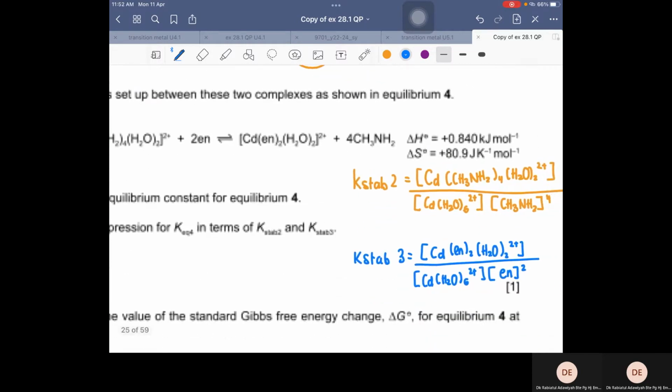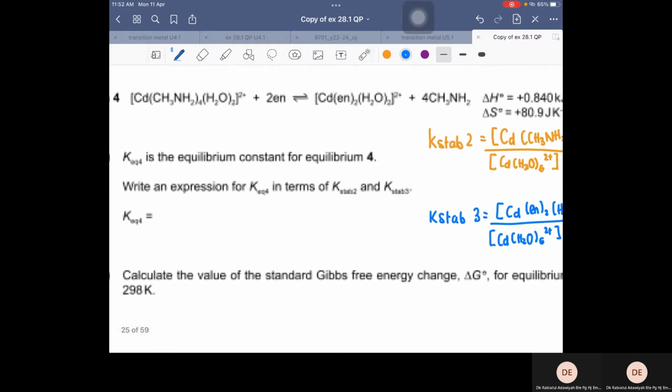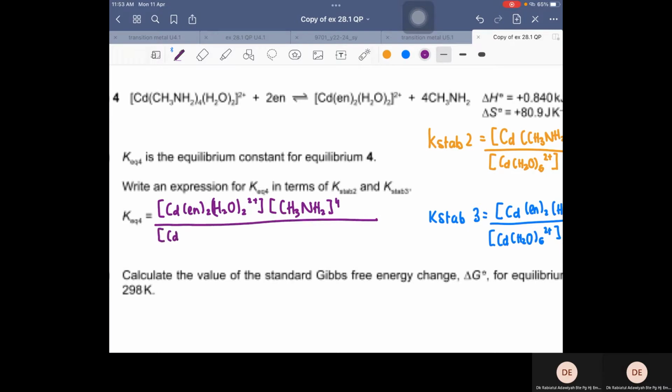Okay. Once you're done with case step 2 and case step 3, I now want to write down the equilibrium constant for equilibrium 4, where the concentration of products over the concentration of the reactants. You probably don't have enough space. You can use the bottom of the page, page 21. So I will use purple for equilibrium 4. I will take the CdEn2 H2O2 2 plus to the power of 1 times CH3NH2 to the power of 4 over the concentration of Cd CH3NH2 4 H2O2 2 plus to the power of 1.